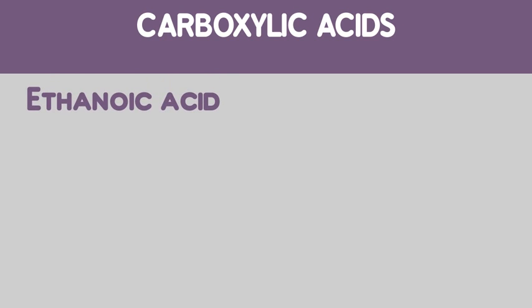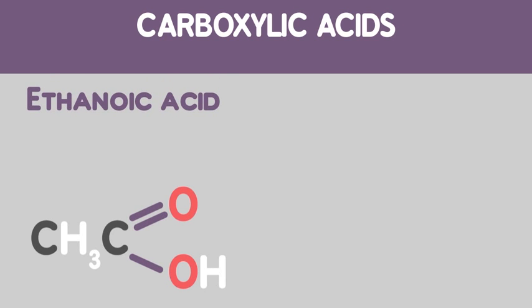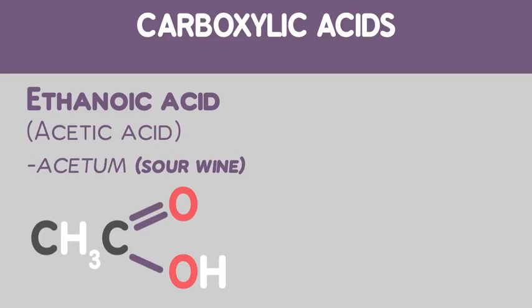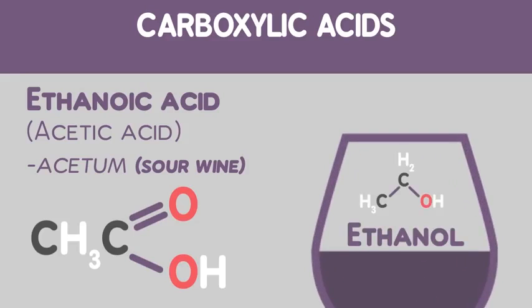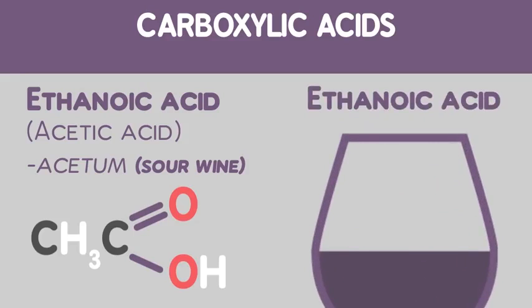Secondly, ethanoic acid. Ethanoic acid is commonly called acetic acid from the Latin acetum, meaning sour wine. This is because wine, which is a solution of ethanol, is oxidized in the air to ethanoic acid. Vinegar is a dilute solution of ethanoic, acetic acid.